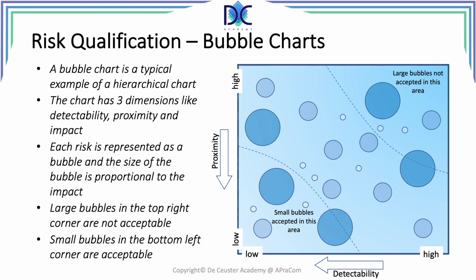Here you see different elements. We have proximity and detectability, and also let's say that each risk is represented as a bubble, and the bubble is proportional to the impact. So basically we have this nice overview of, let's say, what we are doing with those risks. And you see that large bubbles are not accepted in that area, and below small bubbles are accepted in the area. So we find out what we can do with this bubble chart.